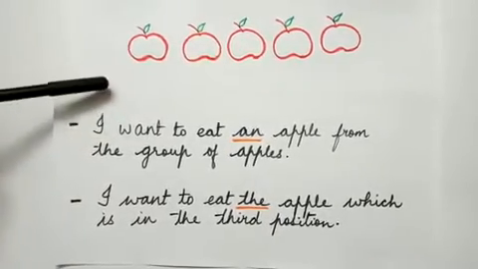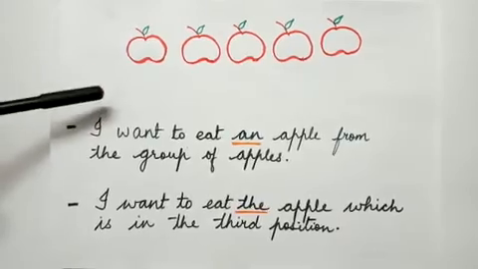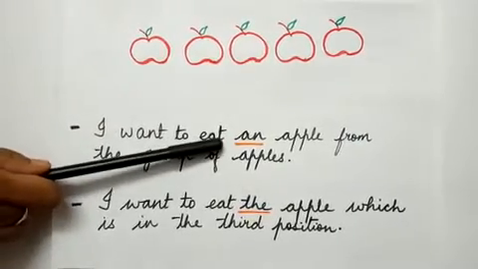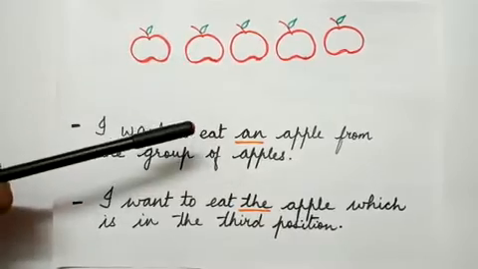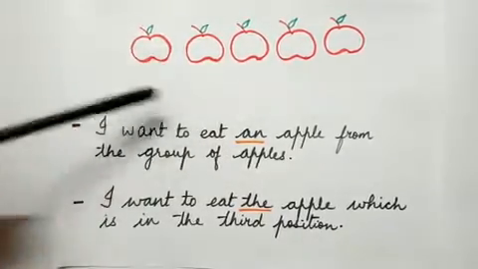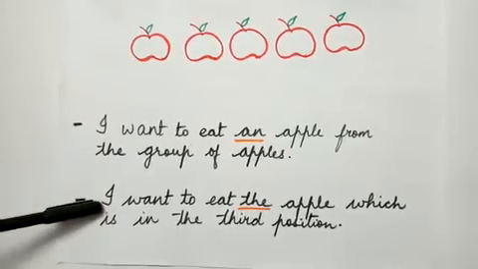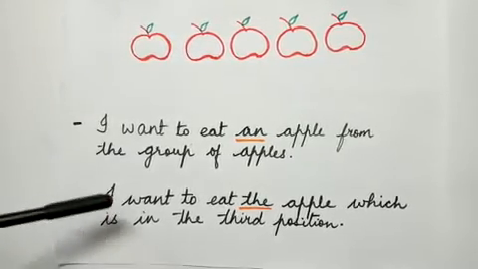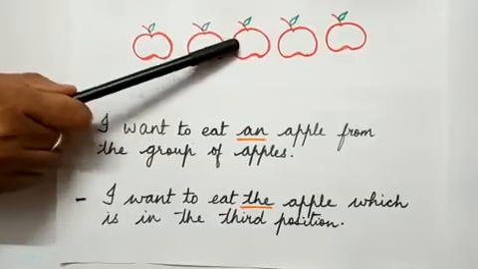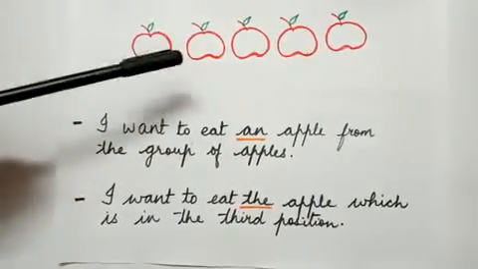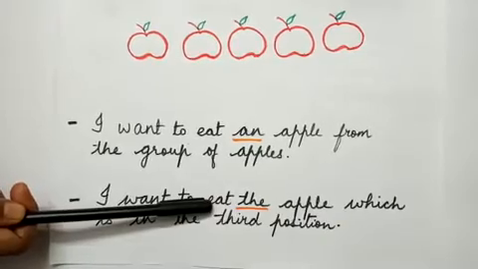Here, what do we notice? In the first case, we used an. Why? Because we were not talking about a specific apple but any apple in general from the group of apples. Whereas in the second case, we had specified the apple, stating the third apple from the group of apples. That is why we used the definite article, that is, the.